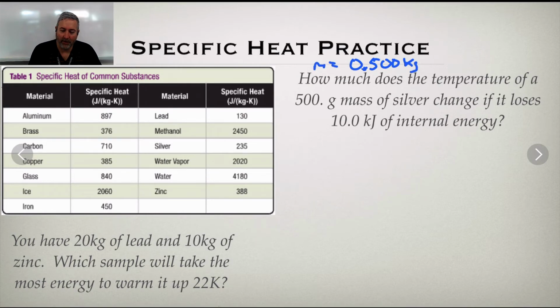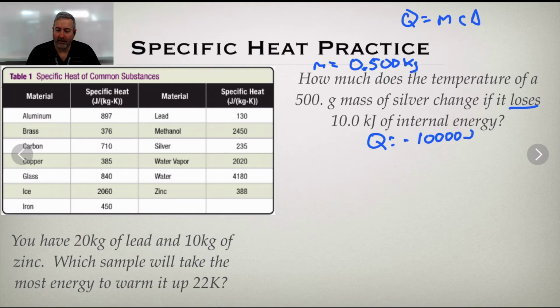So that's our mass, and this loses 10 kilojoules. Well, kilojoules is thousands of joules, so Q is negative 10,000 joules. We have Q equals MC delta T. If delta T is negative, Q is negative. If delta T is positive, Q is positive, because mass and specific heat are always positive. In this case, the temperature of the silver will go down because it's losing 10,000 joules of energy.